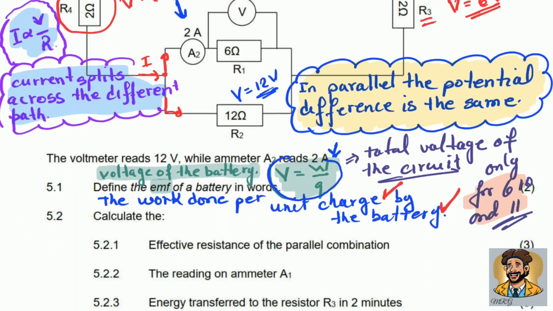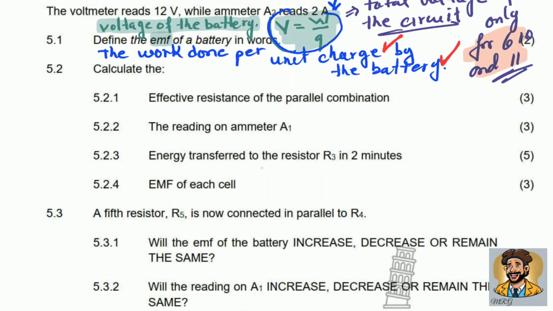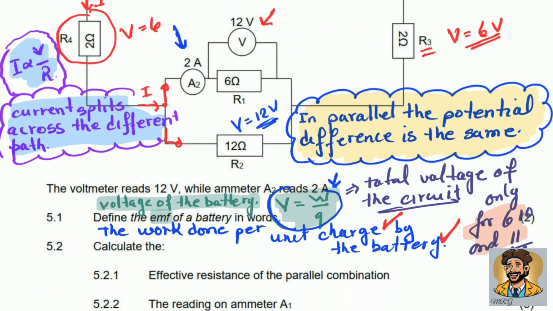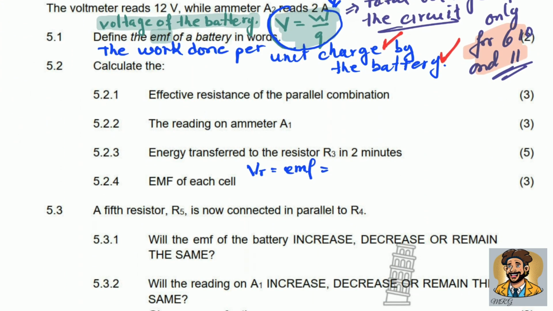So what is the total potential difference of the circuit? The V total, which is equal to the EMF of the battery, is equal to the addition of all that. So it's 6 plus 12 plus 6. This is equal to 24 volts. That is the total potential difference of the battery, but they don't want that.